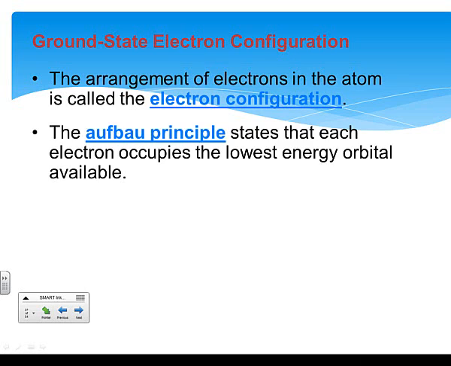So it's important for us to know where they live. We're going to look at these quantum numbers and the s, p, d, and f orbitals and study something called the Aufbau principle. The Aufbau principle states that each electron occupies the lowest energy orbital first.